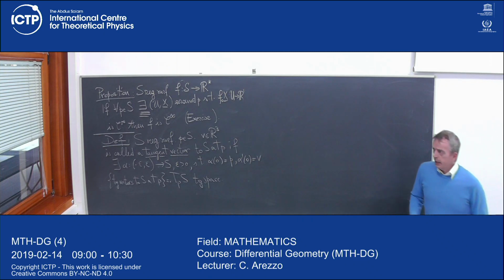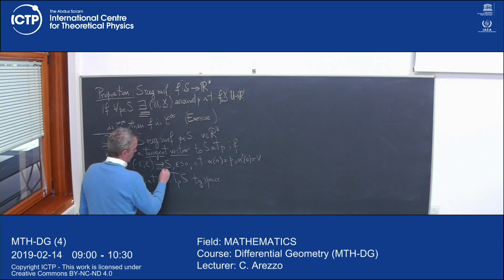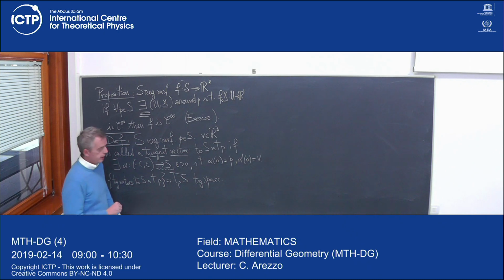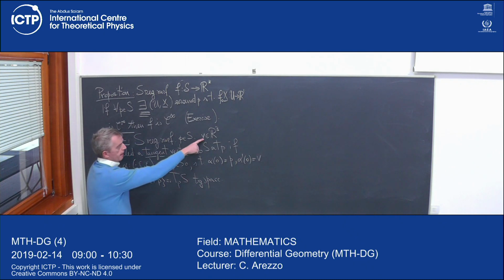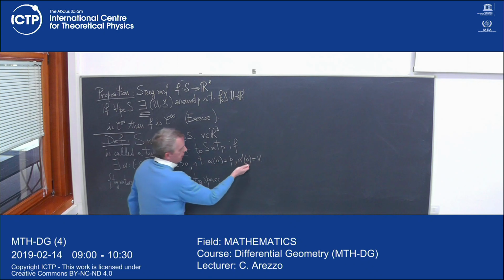So where's the only delicacy? It's here. Where is the restriction? Every vector in R3, of course, is a tangent vector of a curve in R3. For example, the straight line. I take the straight line passing through P with direction v.